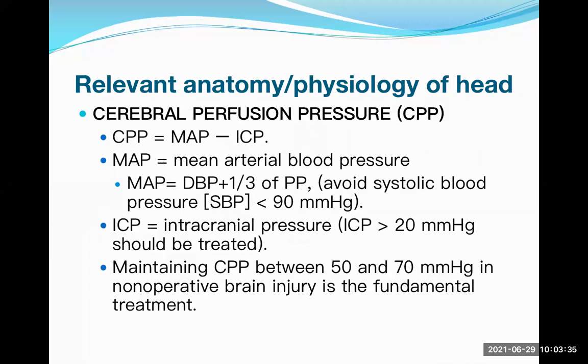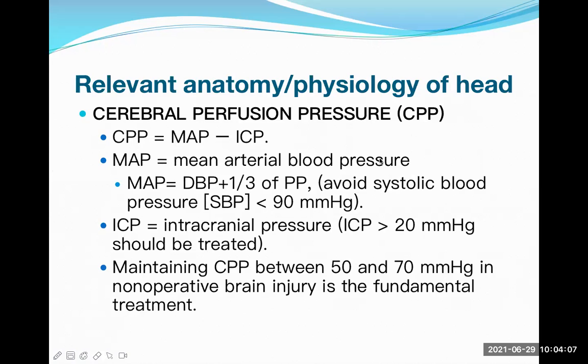Now, let's move on. Let's talk about cerebral perfusion pressure, CPP. This cerebral perfusion pressure is calculated by this formula. If we subtract ICP from MAP, then we get CPP. MAP is mean arterial pressure, and ICP is intracranial pressure. So if I subtract intracranial pressure from mean arterial pressure, then I get cerebral perfusion pressure.